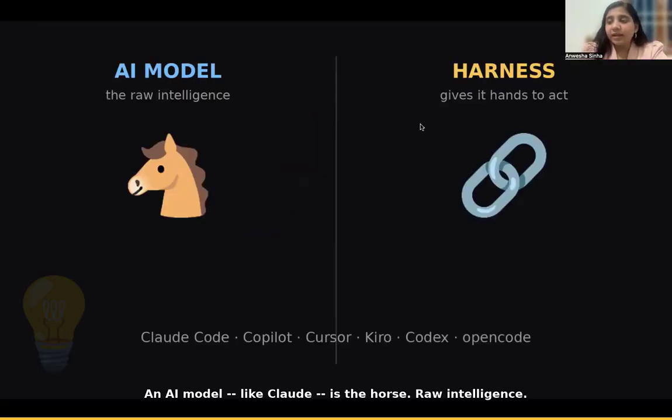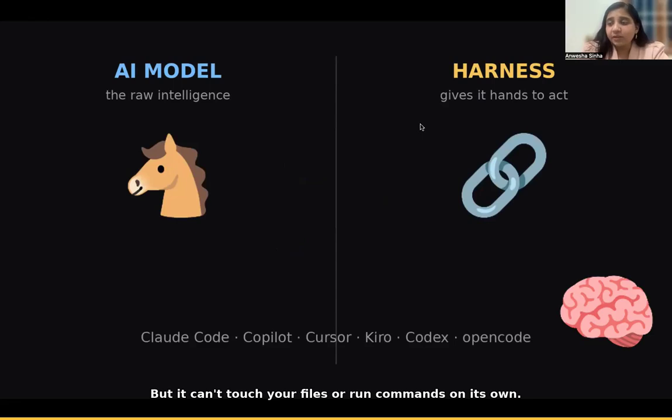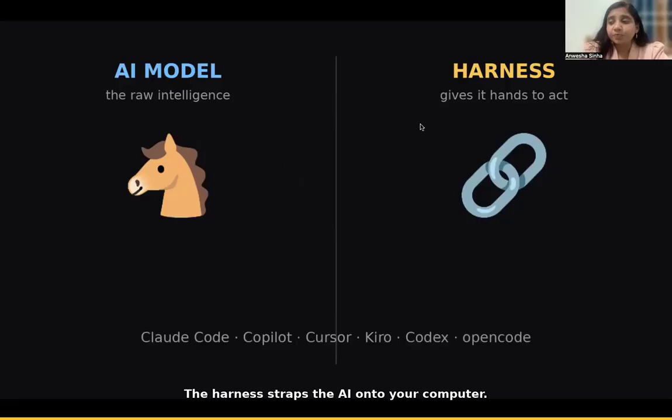An AI model like Claude is the horse, raw intelligence, but a model by itself can't open your files, run your terminal, or touch your actual project. The harness is the tool that straps the AI onto the computer and gives it hands. Like it can access files, terminal access, and it has the ability to actually do things, code, or do anything apart from just chatting.